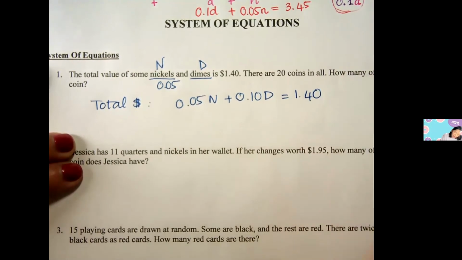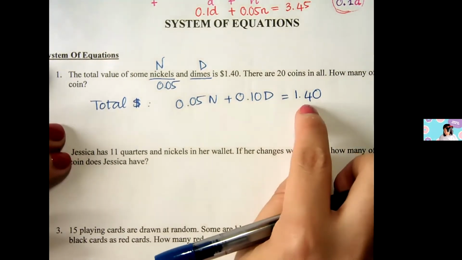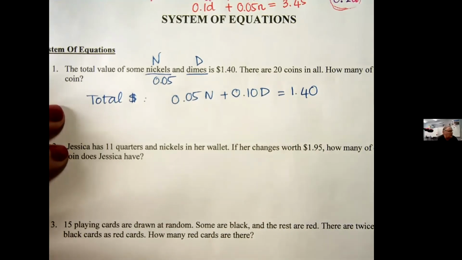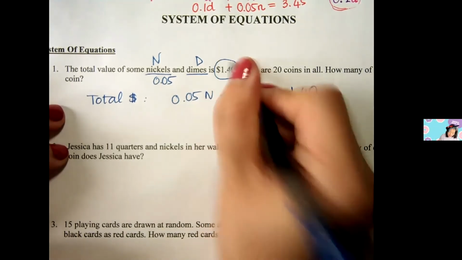1.40. How do you know this equals 1.40? Because it's given, let me read it. The total value of nickels and dimes is $1.40. Okay, it's right here, yeah?